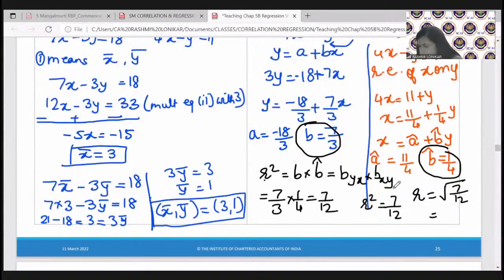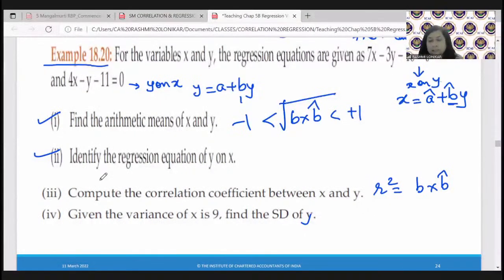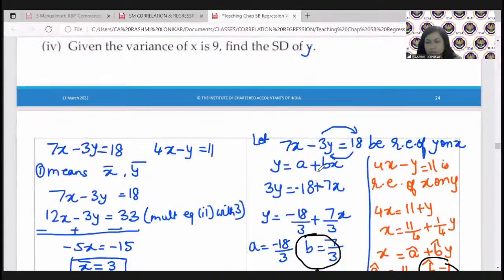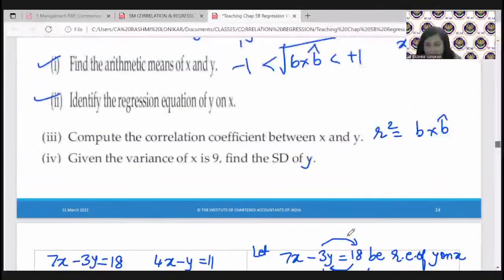Yes. So this is 0.76. Okay. So as you can see in the question, they ask you to find the arithmetic mean. Have you been able to find out? Yes, by solving the simultaneous equations. Identify the regression equation of y on x. So what I did, I assumed one equation to be the equation of y on x and the other to be x on y. And I tried to find out b and b cap. And then when I multiplied them, I found out the value of r, and r has come less than 1. Okay, so this is less than 1, and so this is the correct assumption.